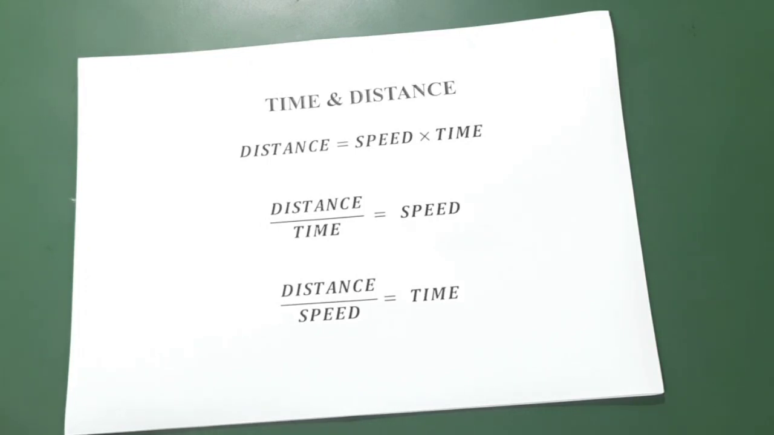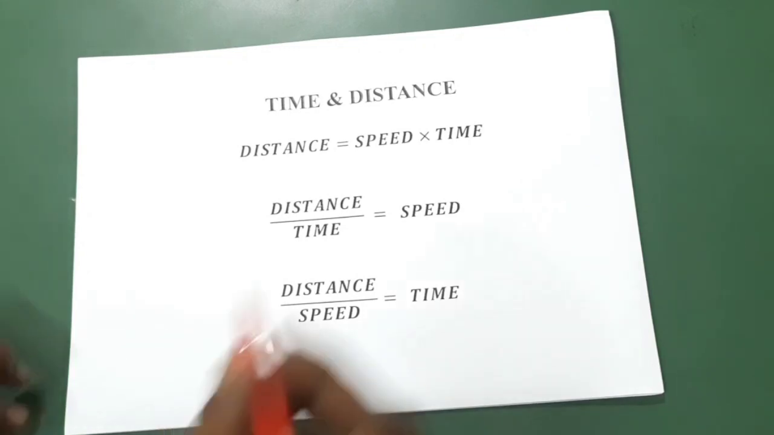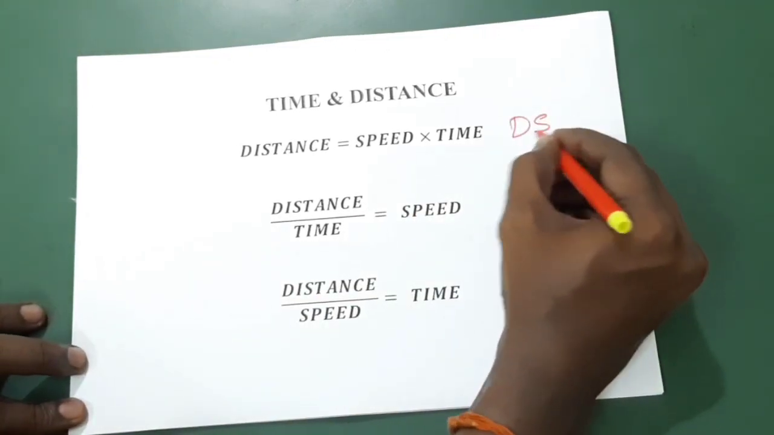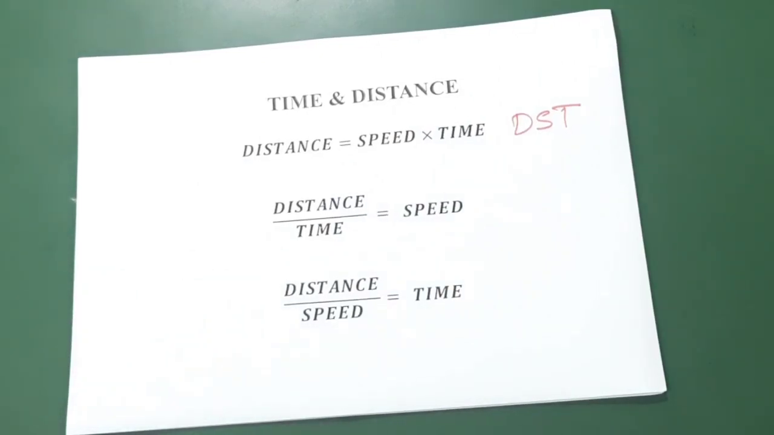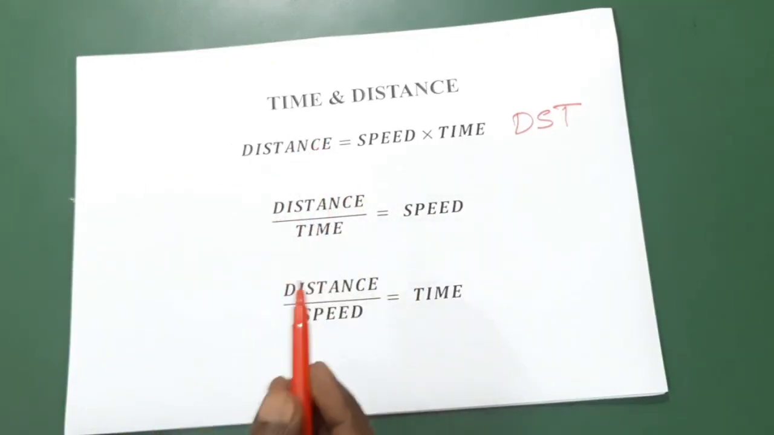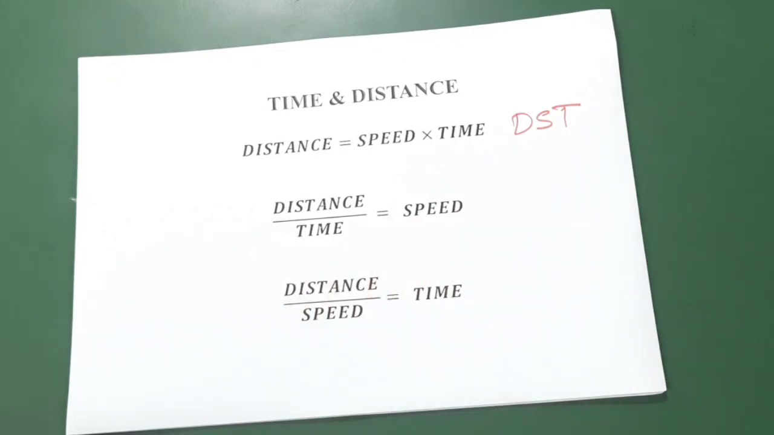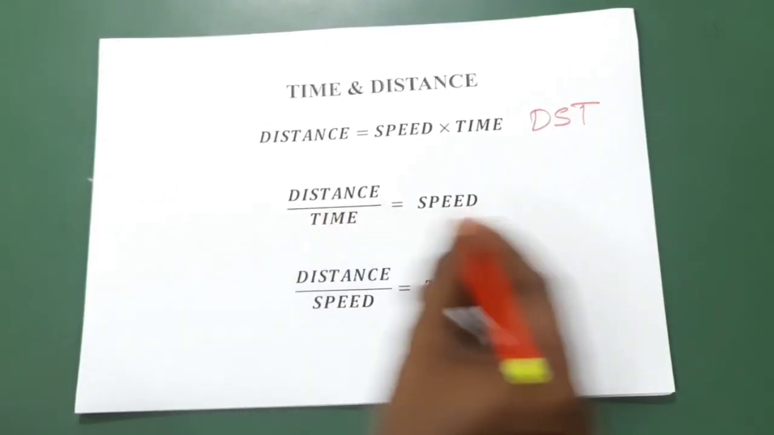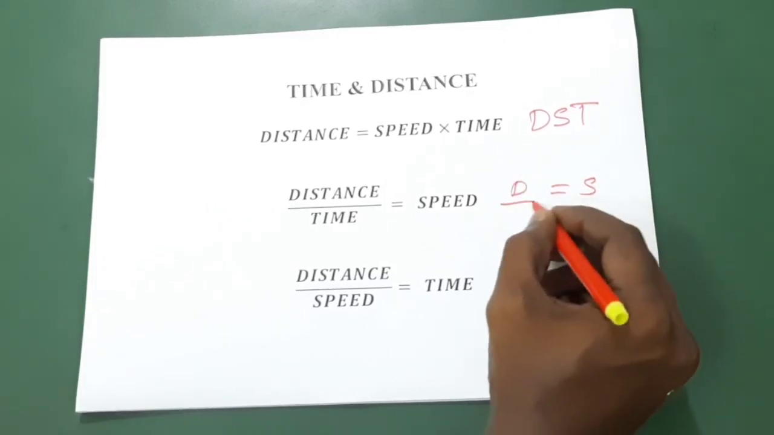The first formula is distance is equal to speed into time. In short, we can write this as DST. You can remember this formula wherever you go, even for hotels we have GST. So you remember this as DST. Distance is equal to speed into time. First you remember this formula, distance. Then speed is equal to distance by time.